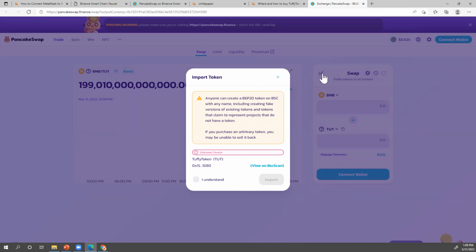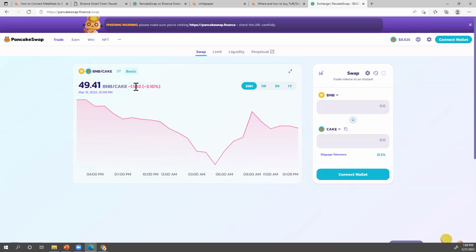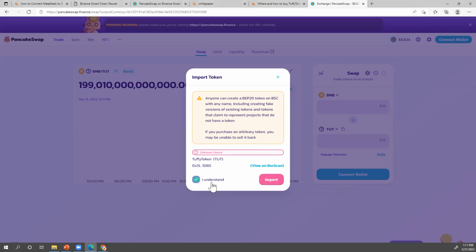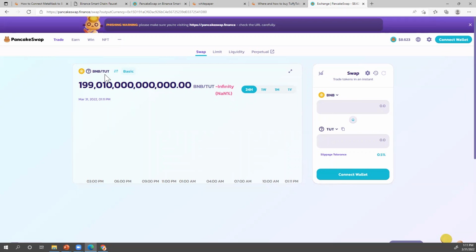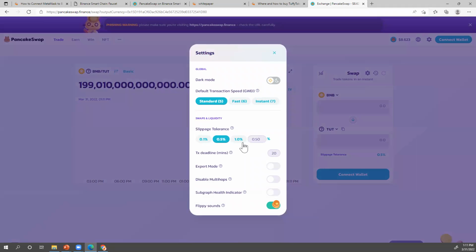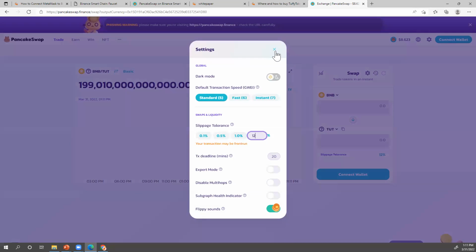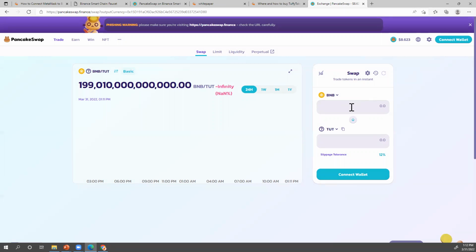Because I didn't install MetaMask here, you will see just one thing. Just make sure you click I understand to import here. So you will see Taffy token show up, and the trading pair is TUT with BNB. One thing we make sure is you need to set up the slippage tolerance to 12. Like this. Then you are going to use some other currencies like BNB to swap for TNT. Just make sure the slippage tolerance is 12.